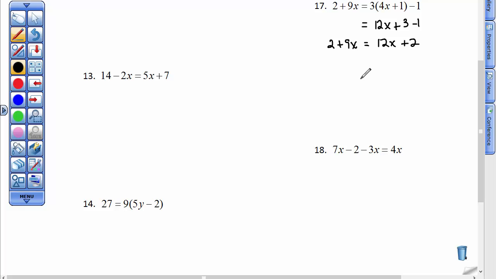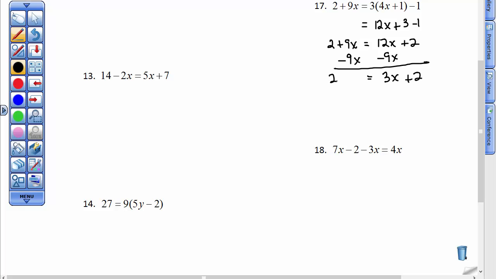All right, so we've got to focus on those x's. You may even notice at this point in time that the only answer that would possibly work would be 0, but let's just keep following our procedures. So we subtract 9x from both sides, and on the right side, 12x minus 9x is 3x, and then I've got the plus 2. Bring my 2 down here.